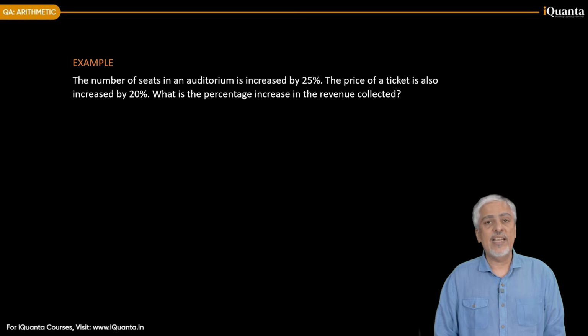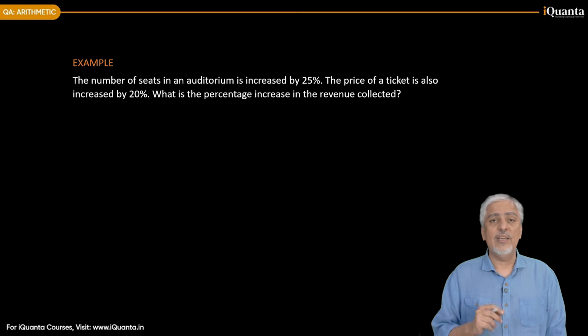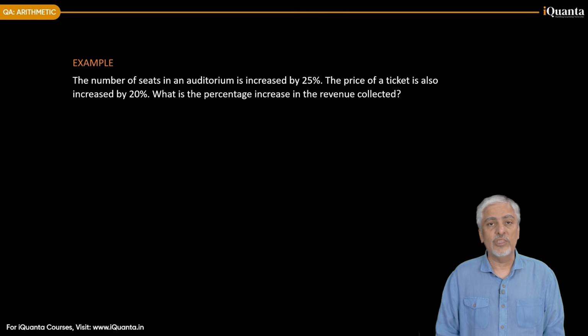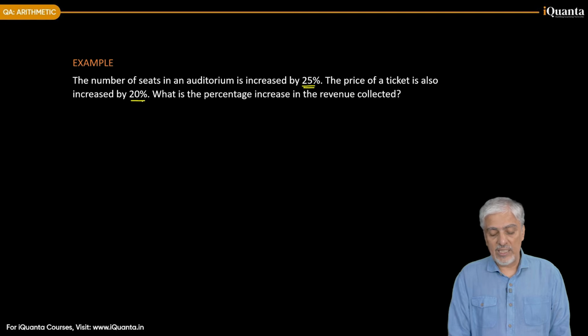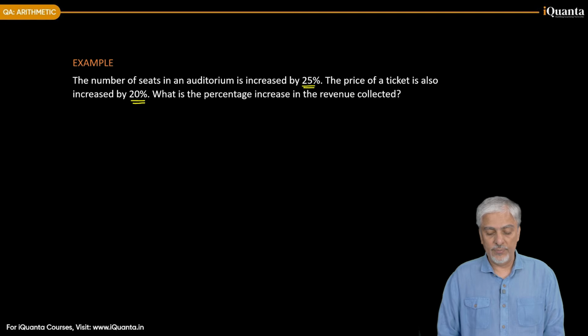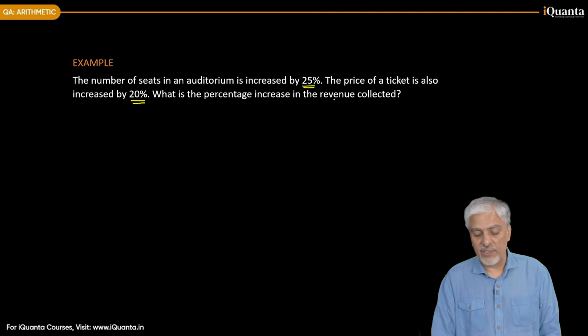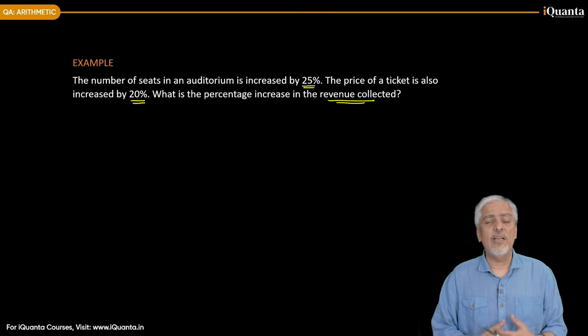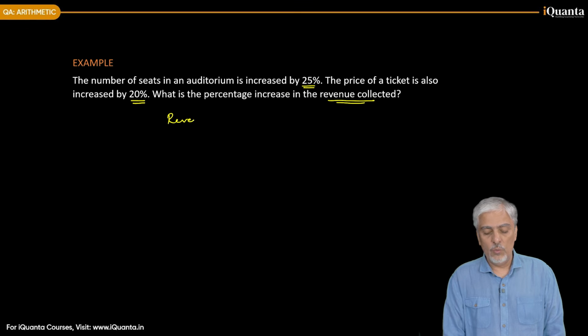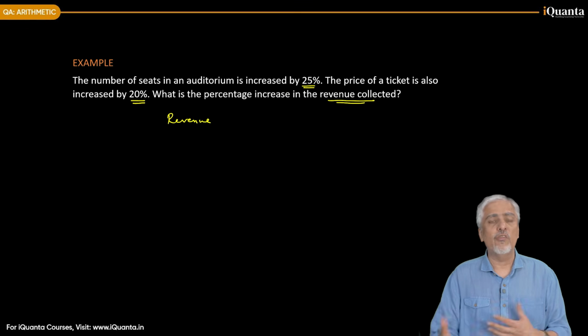Okay, let's have a look at the next question. The next question, a lot of people don't understand the logic, so let me explain the logic first. The number of seats in an auditorium is increased by 25%. And the price of a ticket also increased by 20%. What is the percentage increase in the revenue collection? Now, think of yourself as a businessman. How do you calculate revenue collected? When you're looking at revenue, what do you say? If you are the owner of an auditorium.